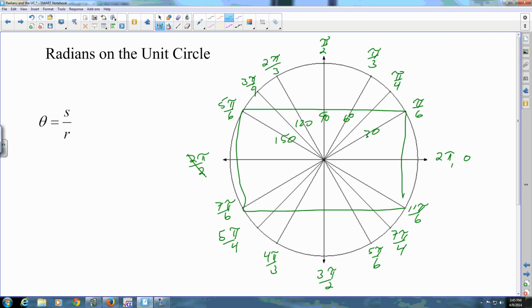Oops, who wrote that one? Little crazy goober. 5 pi over 3. Why didn't somebody speak up and tell me that? Good gravy. Okay, it's 5 pi over 3. 4 pi over 3, 5 pi over 3. Who wrote the 6? Man, you guys are just seeing if I'm paying attention.